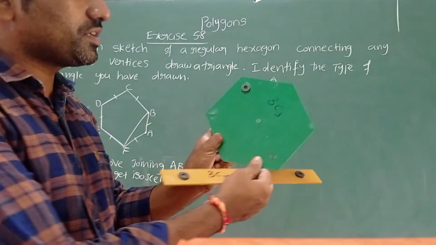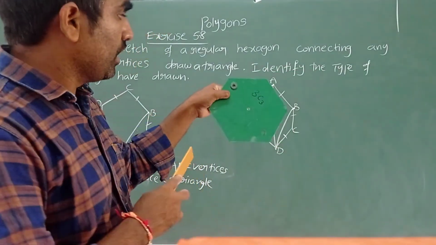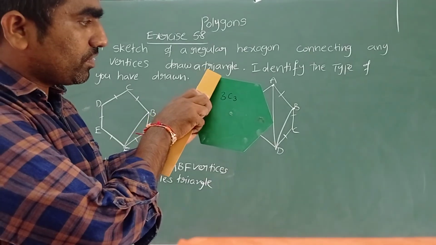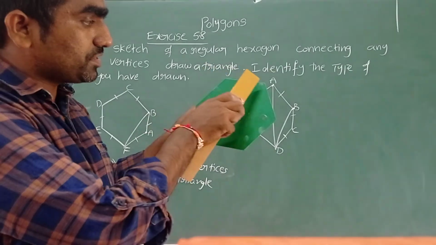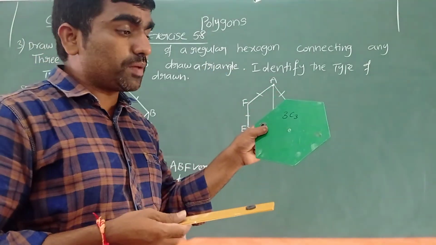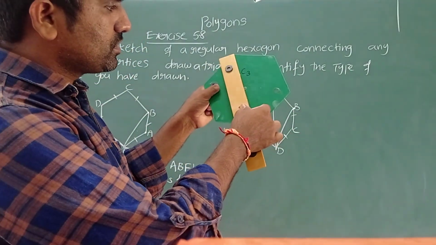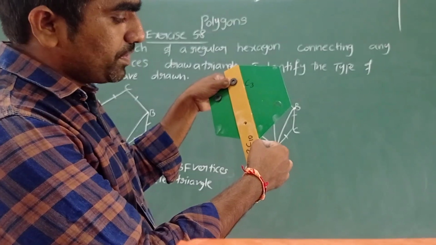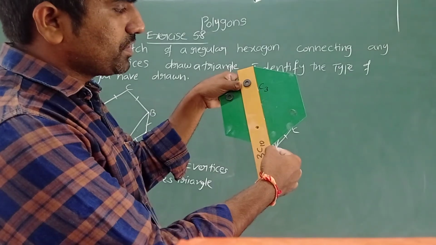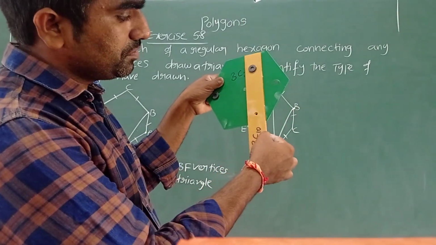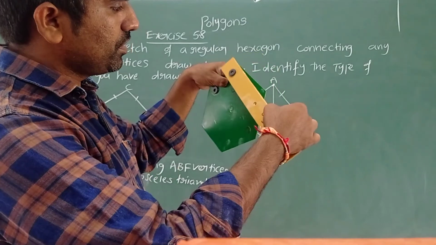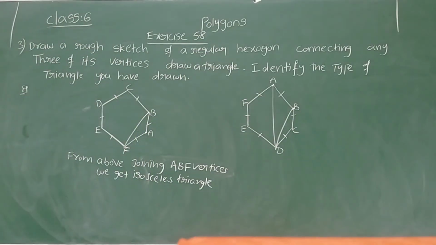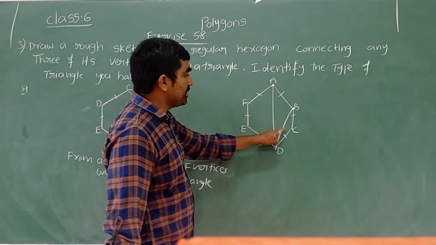Here you can see one six-sided polygon. I am taking these three vertices, 1, 2, 3, and joining them. Now let us see which type of triangle we get. We will measure this. This is the length of one side, and we will see the second side. It is small. The third side is still small. All the three sides are different.